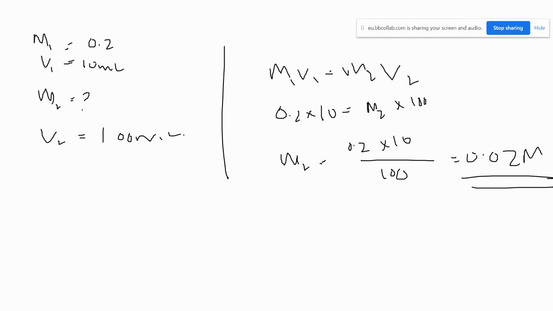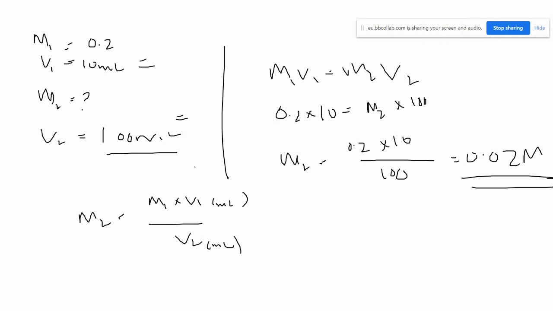Now the question: usually the students, what they do, they change into liters here. In dilution, no need to change into liters, because look at this. You have M2. M2 is M1 multiplied by V1 divided by V2. This is in milliliter. This is also in milliliter. No need to change into liters here, because if you change into liters, still you will have the same answer. The answer will not be changed. So why would you spend your time to change into liters here?